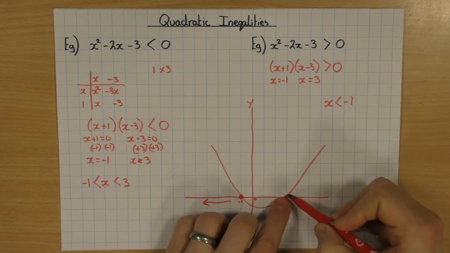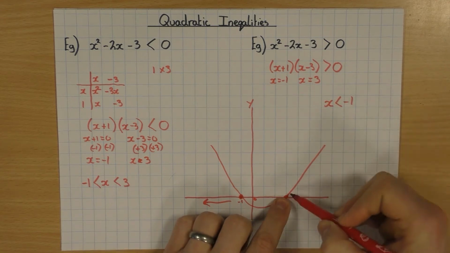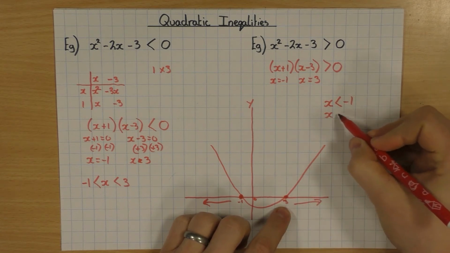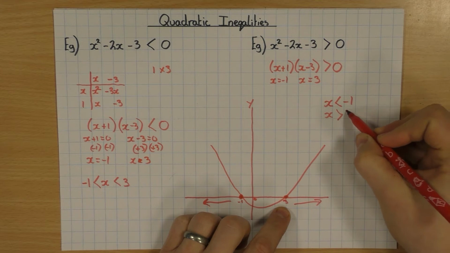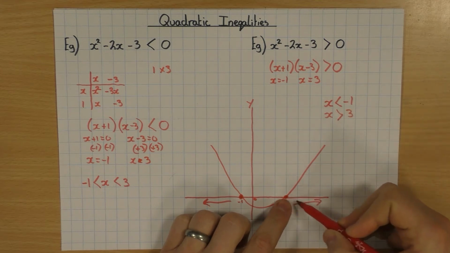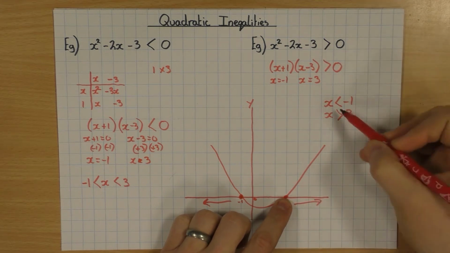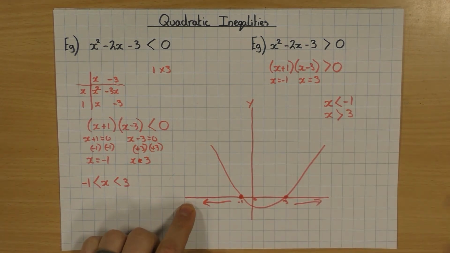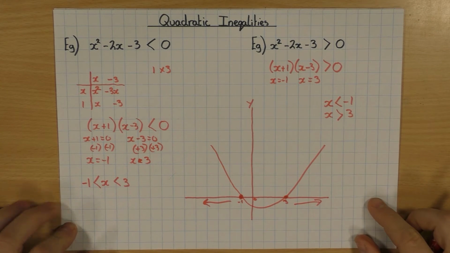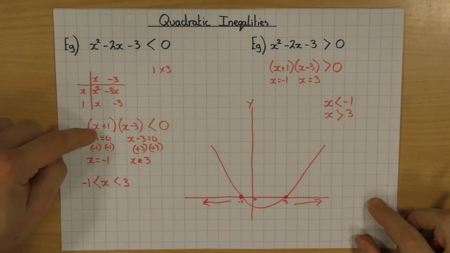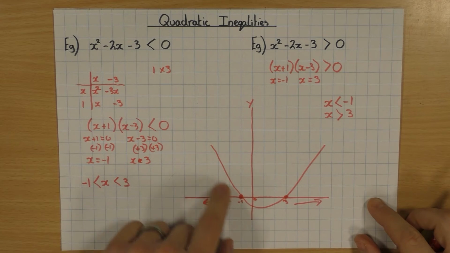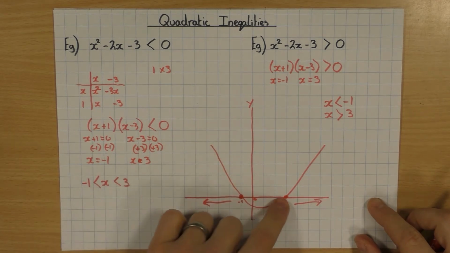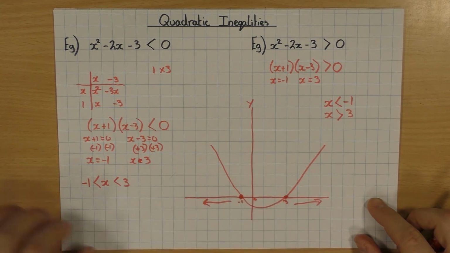And we also have this part here, which is greater than 0. Okay, this area here where we're saying that x is greater than 3. So when x is bigger than 3, it's above 0. And when x is less than minus 1, it's also greater than 0. So that's how you can solve your inequalities. We factorise, draw a little sketch with your solutions from factorising, and then just see which parts are greater and which parts are less than 0.